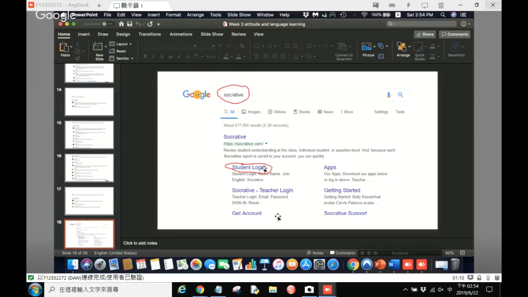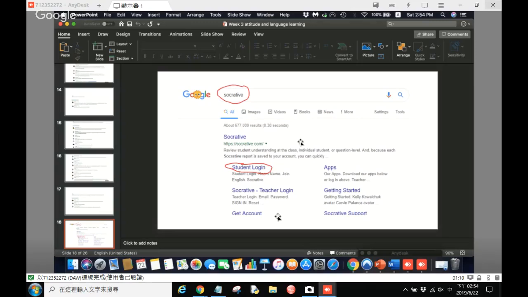That's right. Right, so Socrates was from ancient Greece. That's right. So this is the point of this app.